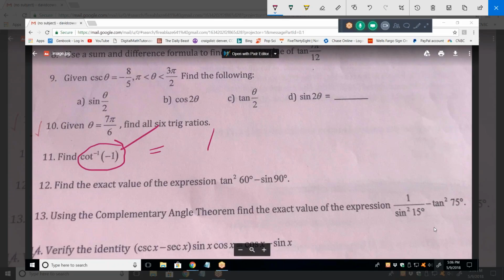Really? Is that it? Well, that's correct. In other words, if you took the cotangent of 135, you would get negative 1. But when you take the inverse cotangent of negative 1, you should have gotten minus 45 degrees, or minus pi over 4.